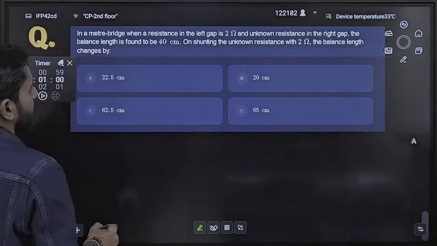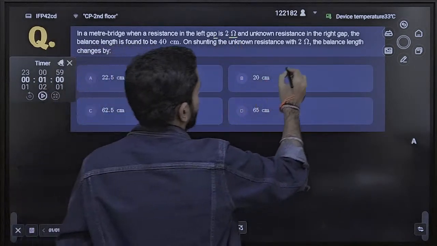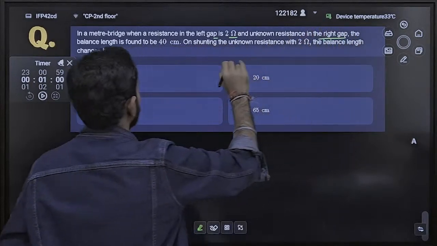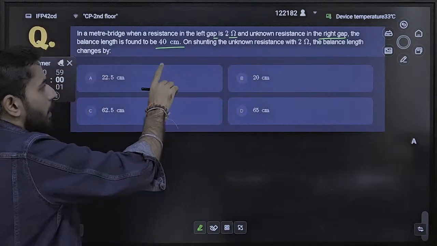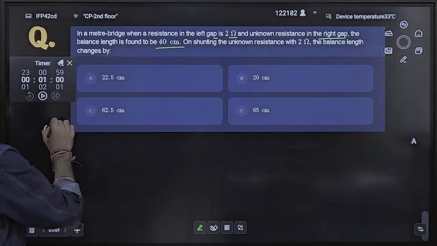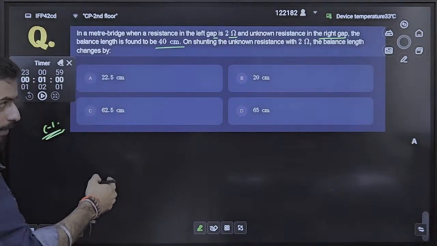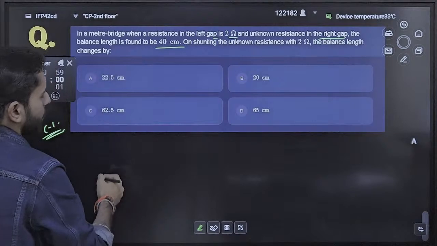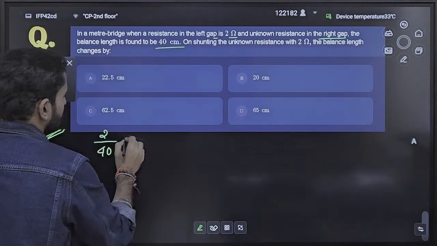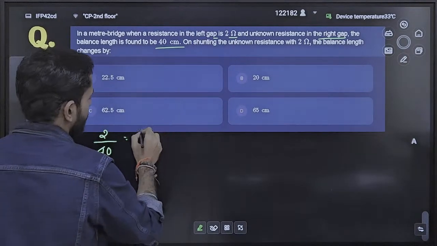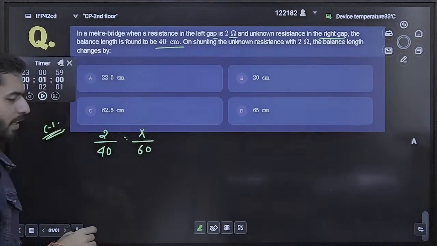A meter bridge: the resistance in the left gap is 2 ohm, and the unknown resistance in the right gap, let's suppose X. The balance length is found to be 40 centimeter. Now the second case is there. Firstly, analyze case 1. I told you the ratio of the resistance and the balance length, you have to take the ratio. On the left side, what is the resistance? 2. What is the length that is coming? 40. On the right gap, let's suppose the resistance is X and the length on the right side will be 60 because the total length is 100 centimeter.